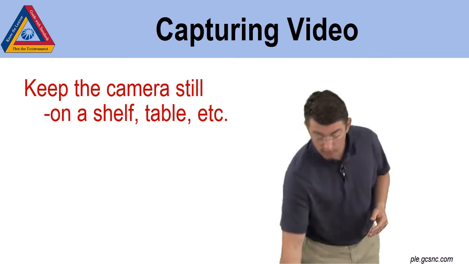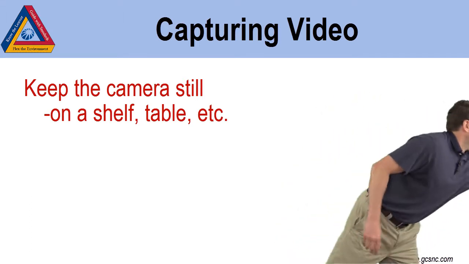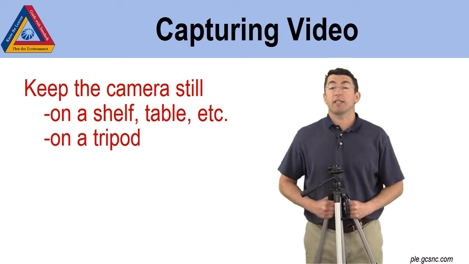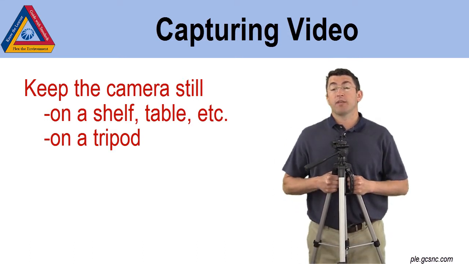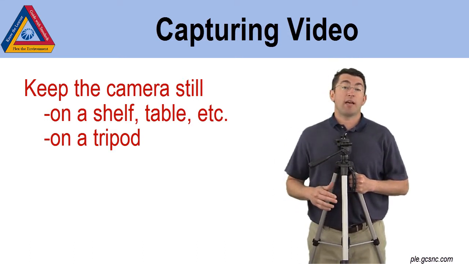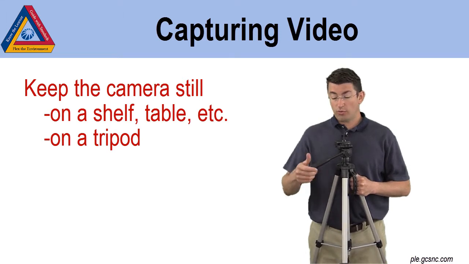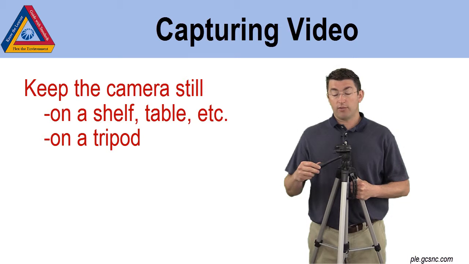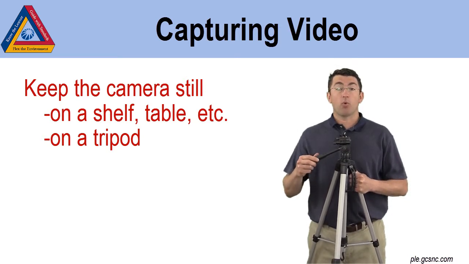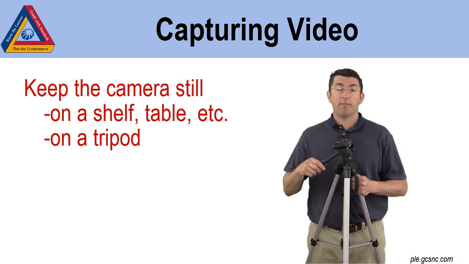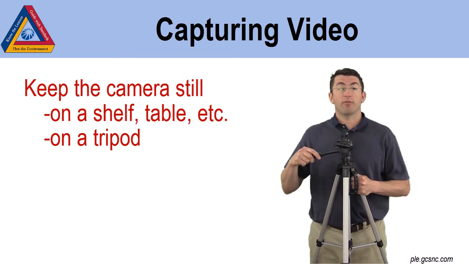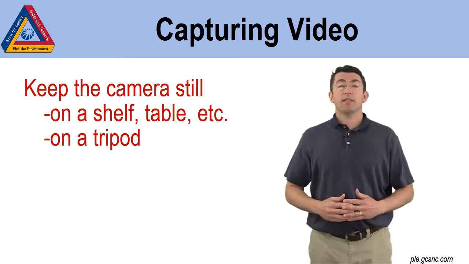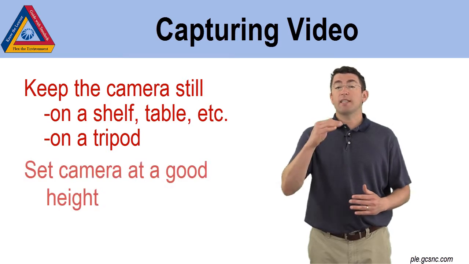That, of course, is not quite as good as a tripod, because I can move a tripod around pretty easily and get the camera exactly where I want it to be. That shelf or that table may not be very easily movable. So tripods are fairly inexpensive, although you can spend a lot on them, there's not really a need to. And they're very portable. And once I get the camera attached to the top, I can move it around to get it just the way I need it. So keep it still one way or the other. The next thing to think about when you're filming is how high to set the camera.